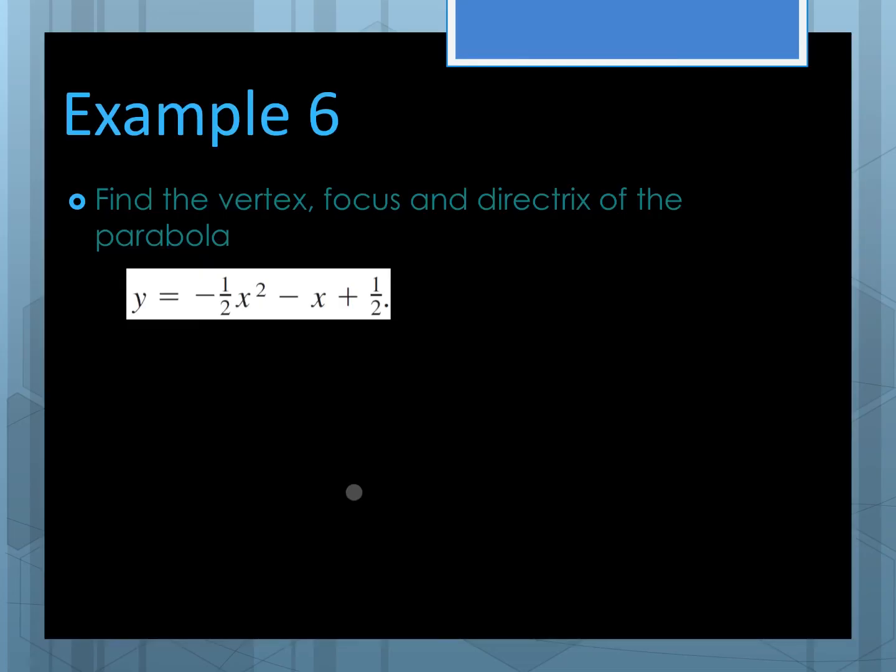All right, this one says find the vertex, the focus, and the directrix of the parabola. So this is not in standard form, right? We've got to get it into standard form. How do we do that? Great question. You can complete the square. Yeah. What would you do before you completed the square to make your life a little easier?